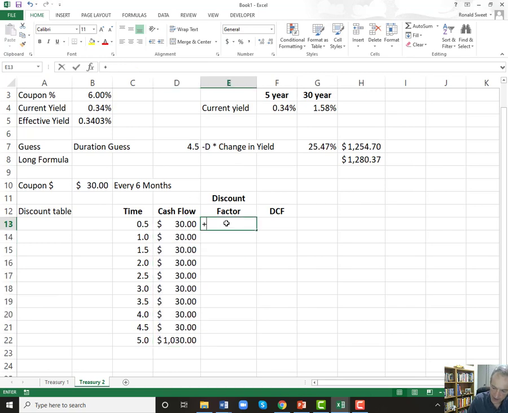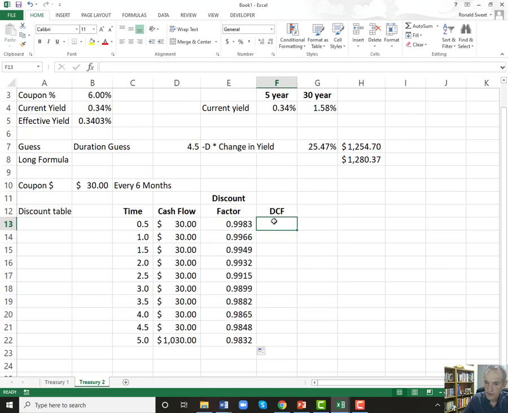Our discount factor, again, is 1 divided by 1 plus our effective yield. Raise the time, and you should get something slightly below 1. Go out 4 decimal places. Just the standard. If you look in your accounting textbooks, you'll notice they go out 4 decimal places.